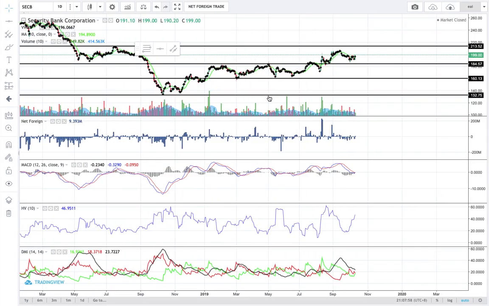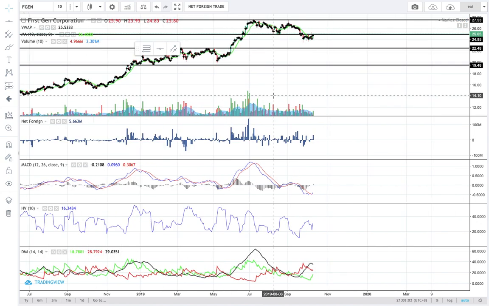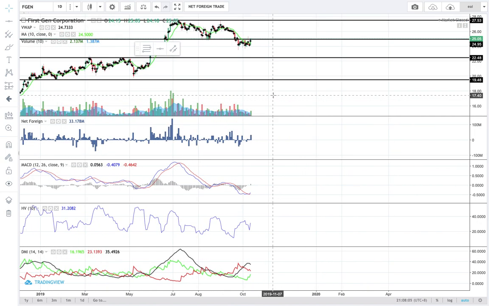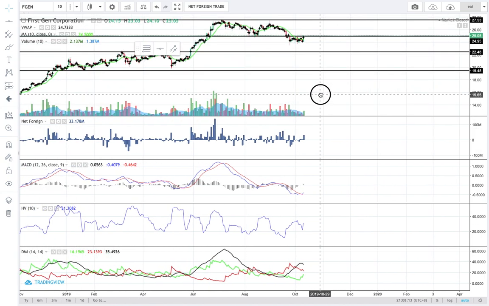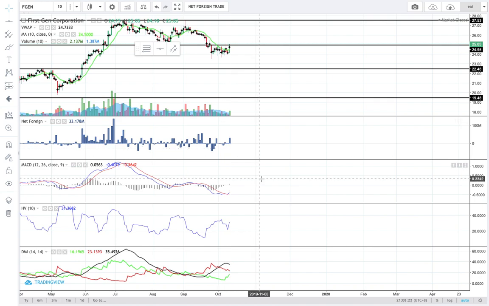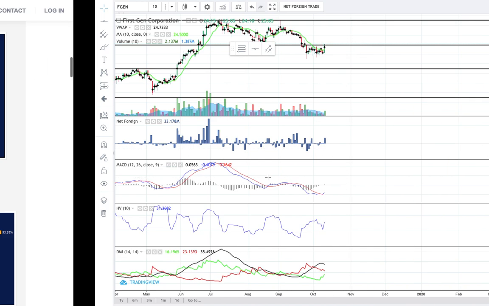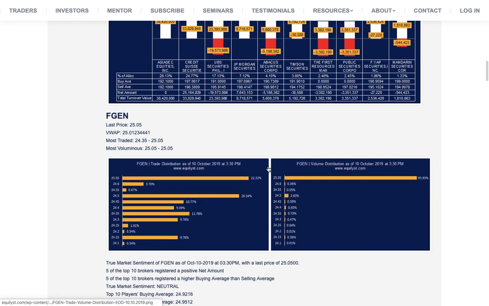After Security Bank, we have FGEN. FGEN closed today at 25.05. Support is at 24.95. Resistance is at 27.5. The 10 MACD combo is already bullish. Foreign investors registered a net foreign buying worth 33.18 million pesos. Risk level is low. The momentum power indicator is bullish.